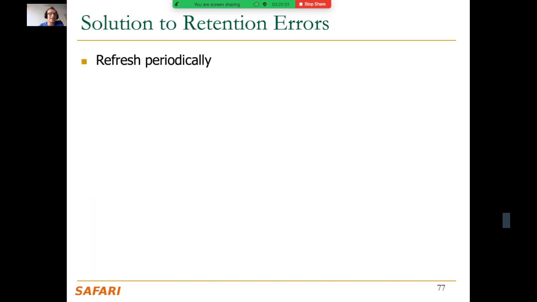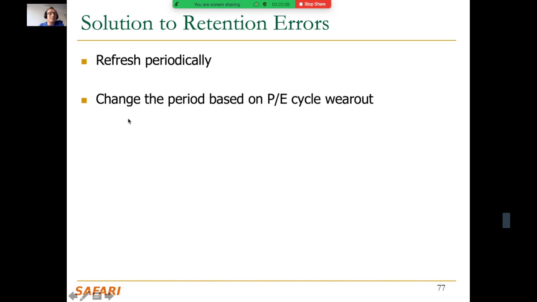So what is the solution? The reason I'm explaining all of this is that the solution is to refresh periodically. Basically, you change the period based on how worn out your flash device, your SSD, is. And existing SSD controllers actually do this. We proposed this in our paper that I'm going to reference. Basically, you refresh more often at higher wear outs. For example, if your flash drive has worn out a lot, you refresh every 3 hours. If your flash drive is new, you just bought it, you didn't write anything to it, maybe you refresh every 3 years, right? And we show that in our paper.